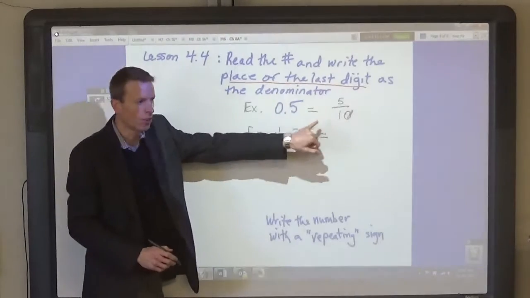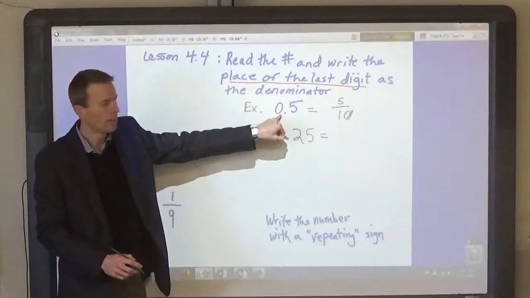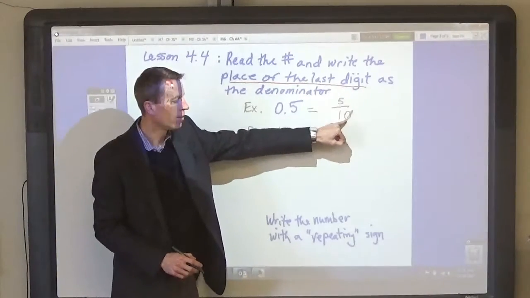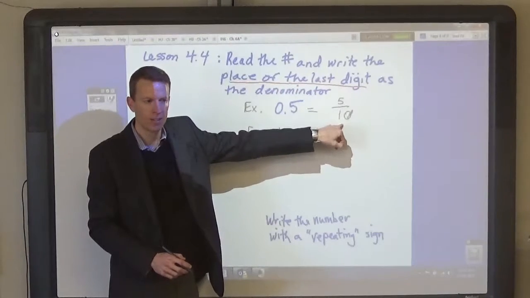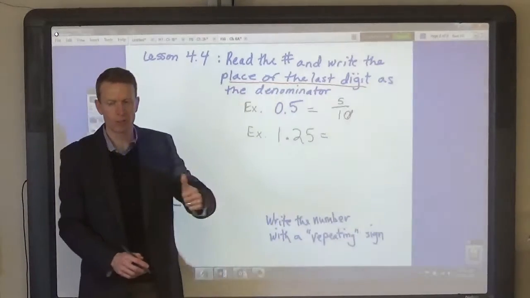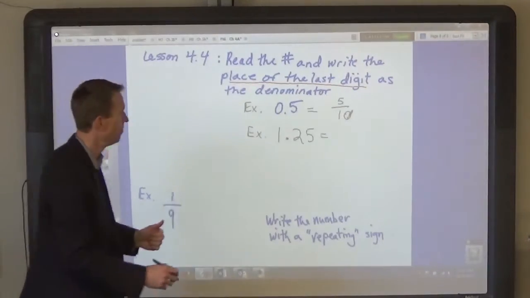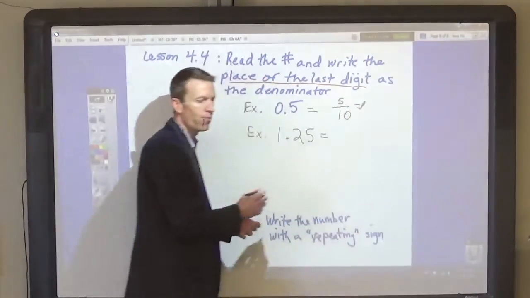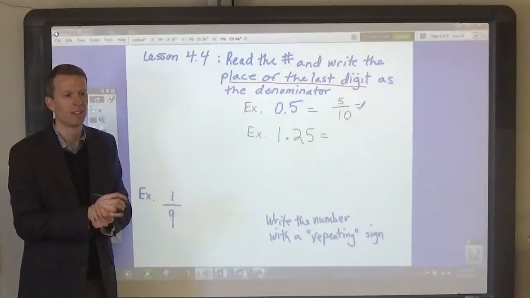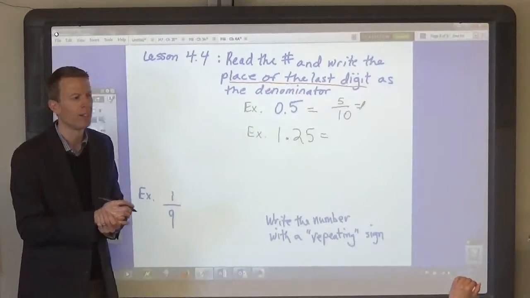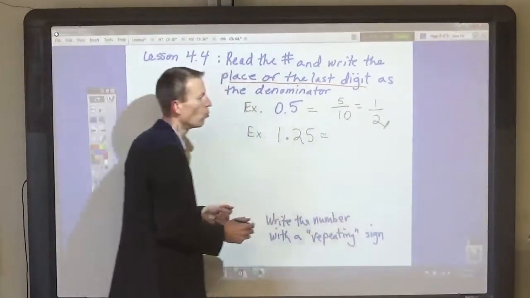Okay? So it's simply reading the number, 5/10, and write 5/10. Do you get that? Thumbs up if you get that. Okay? Now, we can't leave this as 5/10. We have to put it in simplest form. What is simplest form then, Josh? 1/2, right. 5/10 is equal to 1/2.